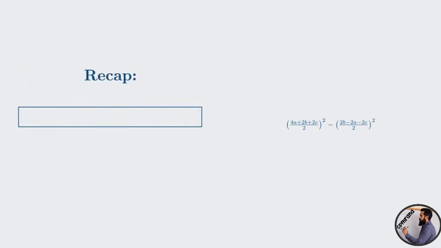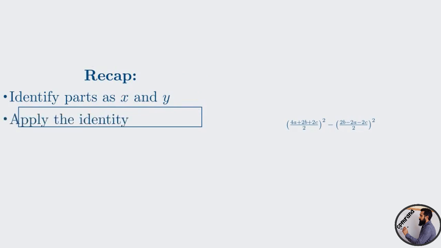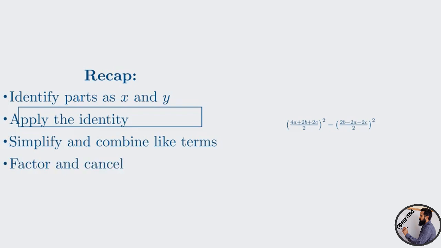To recap, we identified our two expressions, applied the difference of squares identity, simplified the algebra carefully, especially that negative sign, and canceled common factors to reach the final form. Great work! You can now use this method to transform any product into a difference of squares.